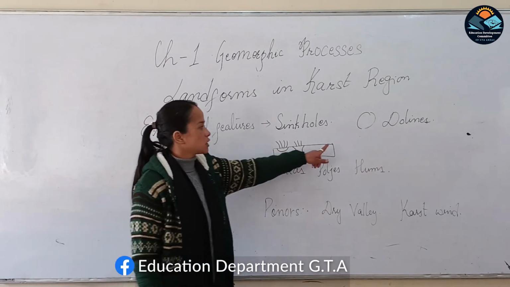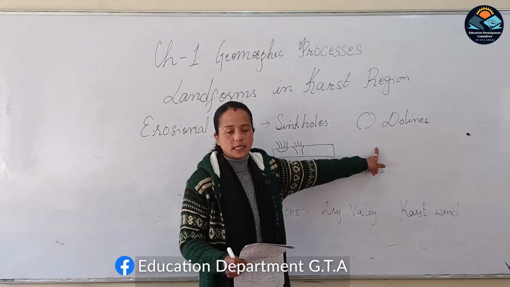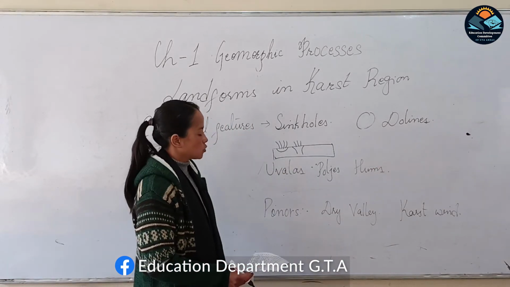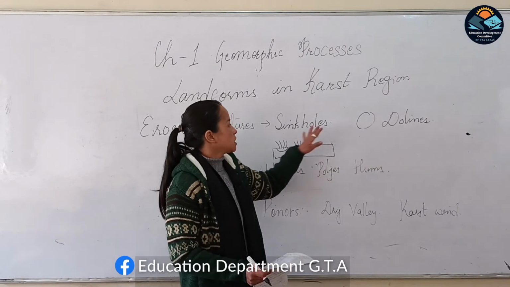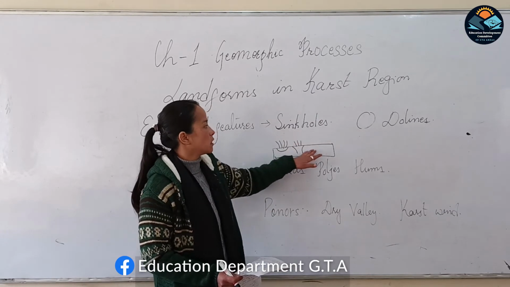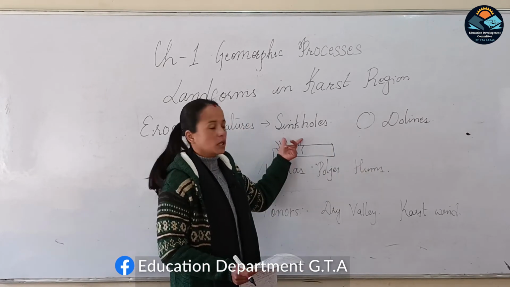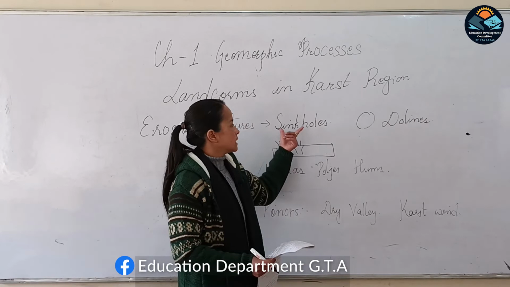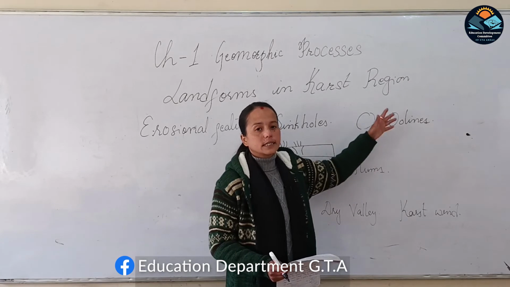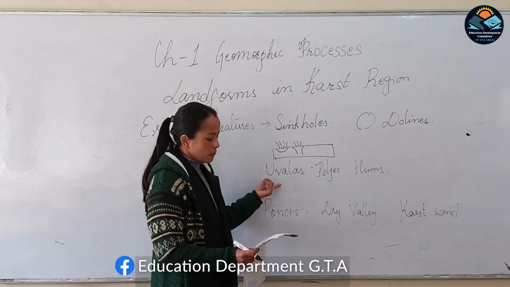Now the next one is the dolines. Dolines are also holes present in the limestone region, and they are swallow holes, but much larger in comparison to the sinkhole. So all these are holes. A sinkhole is smaller in size, but a doline is bigger compared to the sinkhole. Now the next one is the uvalas.